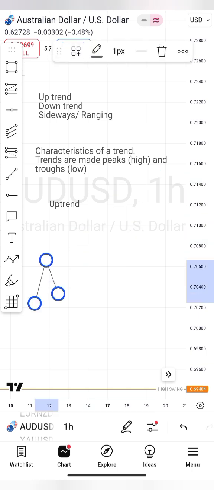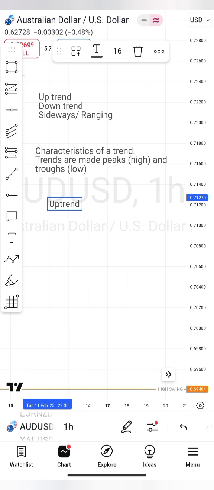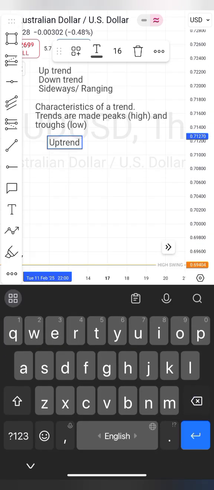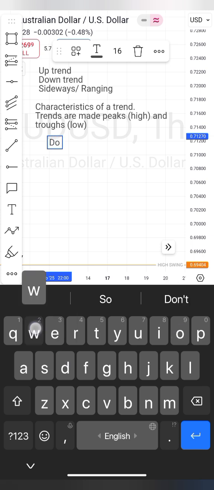Now let's do a textbook representation of a downtrend.